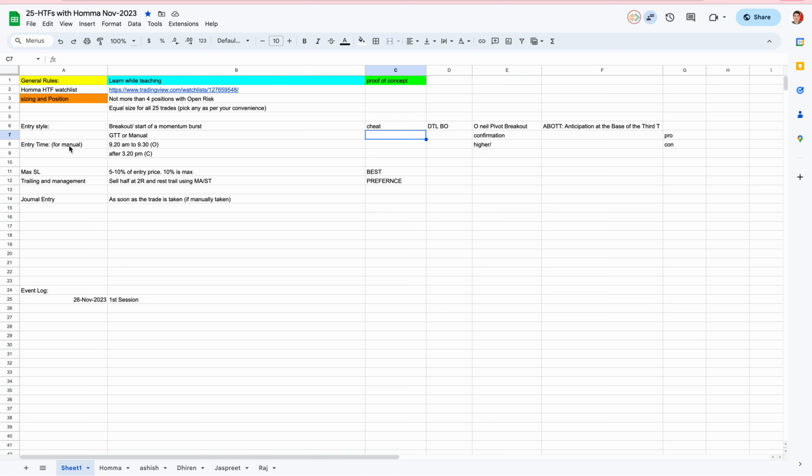Okay, now what's the entry time? A GTT can be triggered anytime, but if you are entering manually, there are only two windows where you are taking the entry: 9:20 a.m. to 9:30 a.m. and after 3:20. Okay, so these are the only times we are going to take trades. Why? One can generally stick in front of the monitor and wait for an entry the whole day, but we are also optimizing for less time, and a followable routine which is very easy.